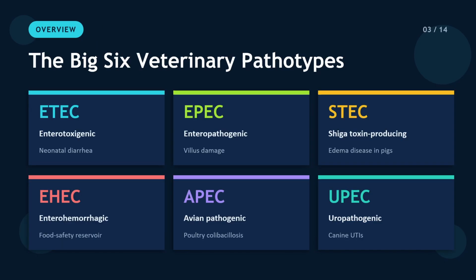These are the 6 major pathotypes you'll encounter in veterinary medicine. Each one has its own virulence factors, its own disease patterns, and its own preferred host species. Once you learn the patterns, they're actually very intuitive, and they explain why certain diseases look the way they do.